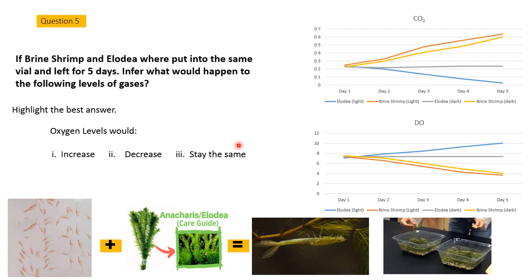Let's go on to our next question. What would happen to the oxygen levels? If we look at the oxygen levels, we have our plants, and they are pushing out dissolved oxygen. The brine shrimp, in the light and the dark, are sucking it in, right? So overall, it's just like our carbon dioxide. Even though these guys are sucking it in, light and dark, the plants put out so much dissolved oxygen that there's plenty for them to suck in. So overall, it would probably stay the same.